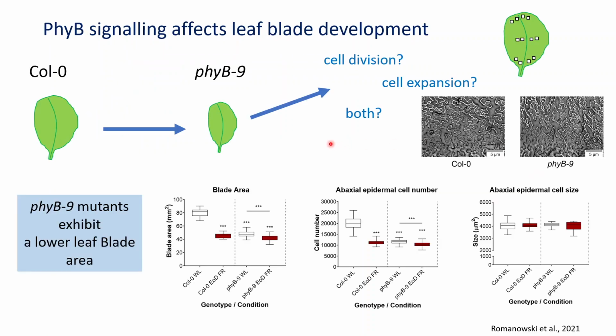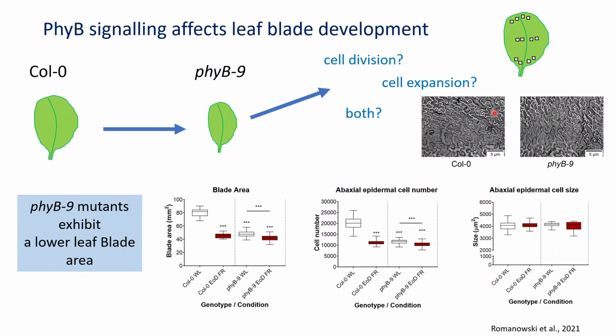So one of the things that we saw is that phyB-9 mutants exhibit a lower leaf blade area than wild types. You can see a quantification of this in this graph over here, where we see the wild type values over there and the phytochrome knockout over here. So how does this happen? Well, it could happen due to a reduced cell division, a reduced cell expansion, or both.